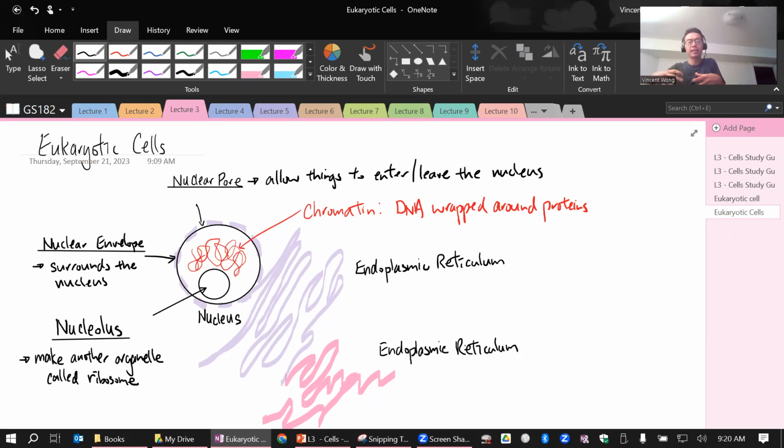Endoplasmic means inside the cell. Reticulum means a network, in this case a network of membranes.